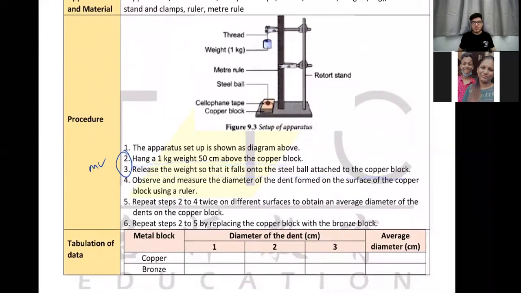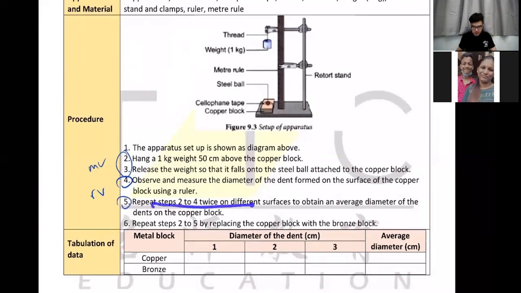You can do this in one step. You can just say hang the weight at 50 cm and release the weight so that it falls onto the steel ball. One step. And then your RV would be your step 4 here, which is our step 3. Measure the diameter of the dent. Okay, and then number 4, repeat, same thing.